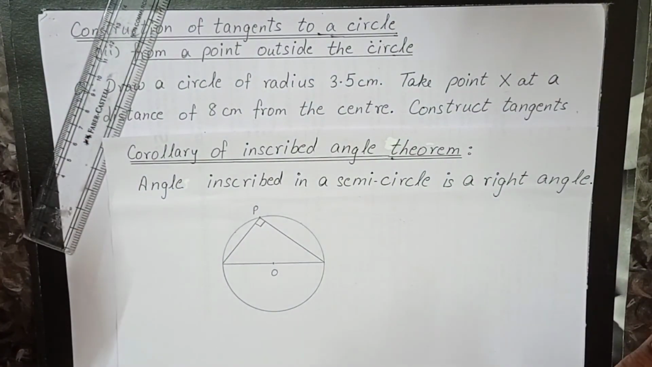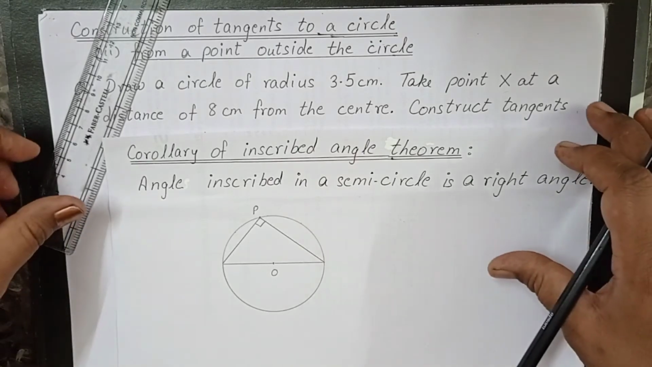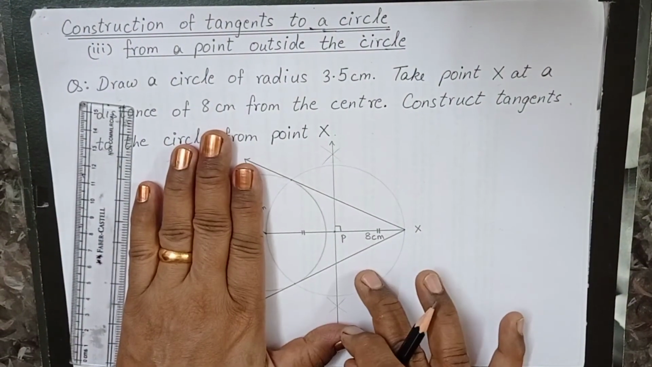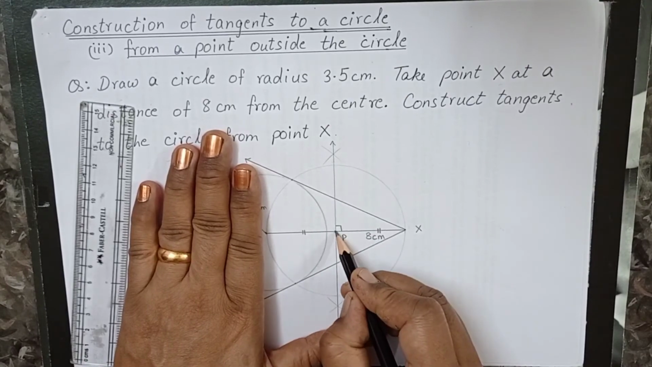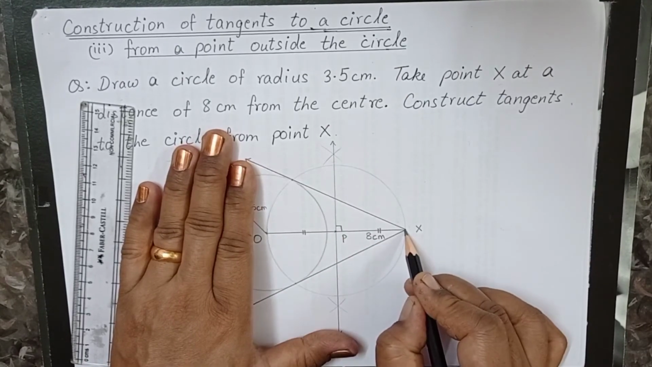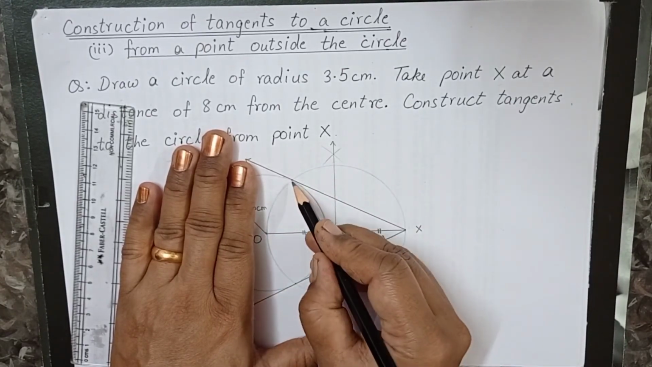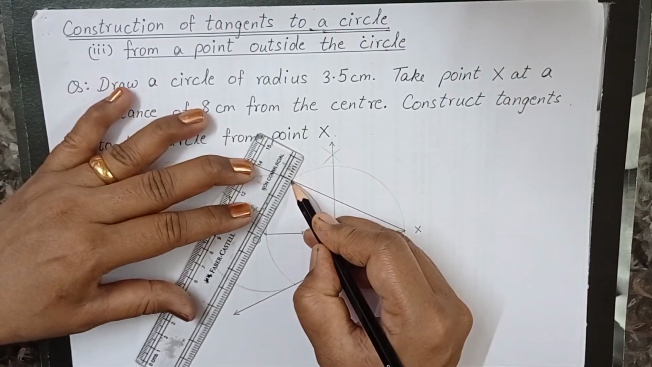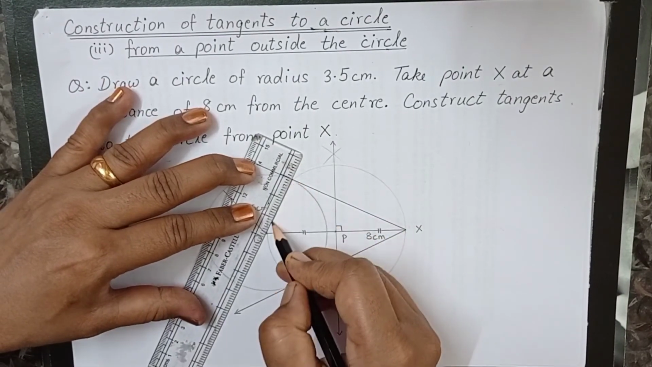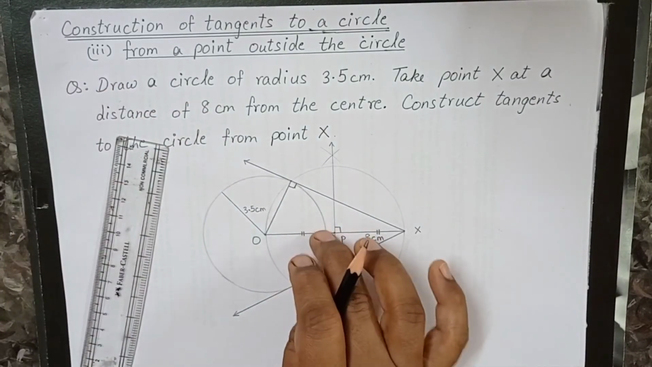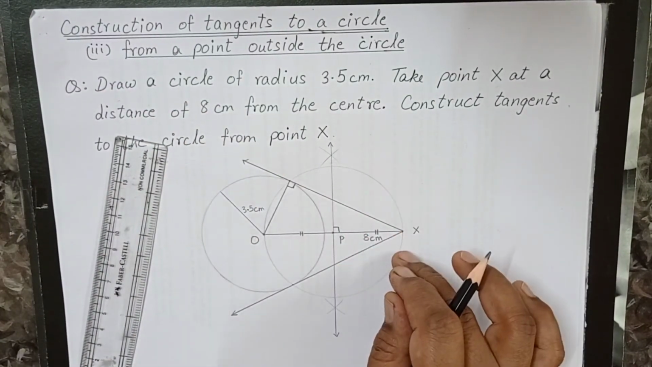Now the concept behind it is this corollary. Angle inscribed in a semicircle is a right angle. Consider this circle. In this circle, P is the center and OX is the diameter. So this is a semicircle. In a semicircle, if you take any point and you join it to one of the ends, this will be a 90 degree. So this is angle inscribed in a semicircle is a right angle, right?